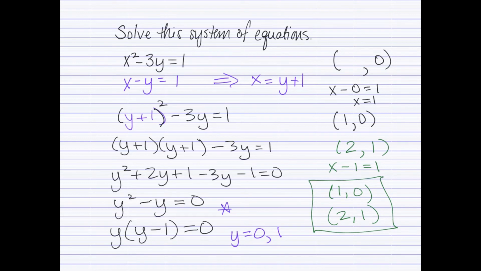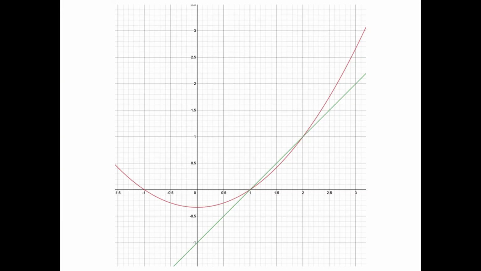And there they are. And we're going to take a look at the graph of this system of equations. In this case, neither one of those cause any problems for us. We're not taking the square root of a negative number or anything like that. So we don't have any extraneous solutions to get rid of. Here's the graph, and you can see that we do have (1, 0) and (2, 1) for the solutions of this set of equations.